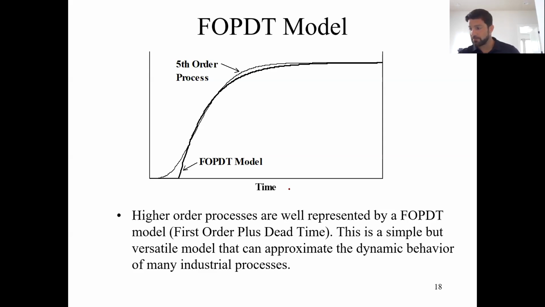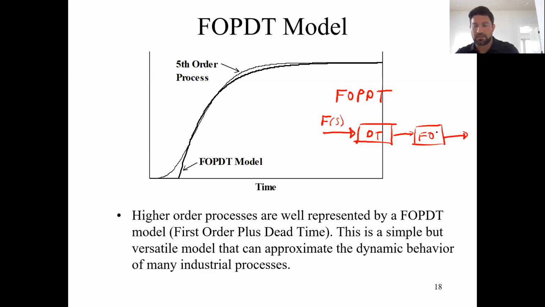So remember the transfer function for first order plus dead time. Remember, we have our input, and let's just call this F. So if F is our input, we can write it any type of way. It goes through a dead time process, and then it goes through a first order process, and then whatever our output would be comes out.